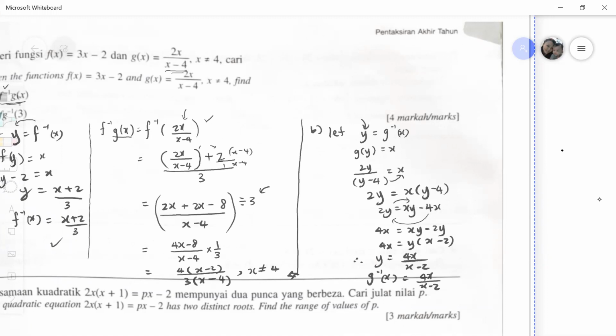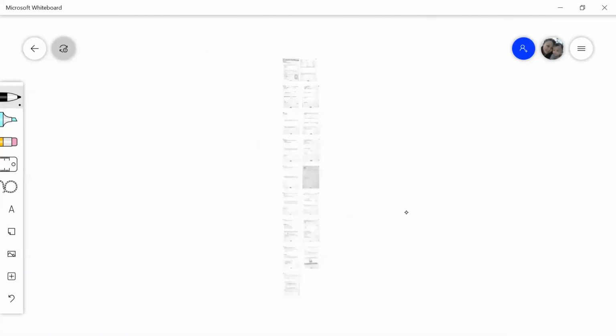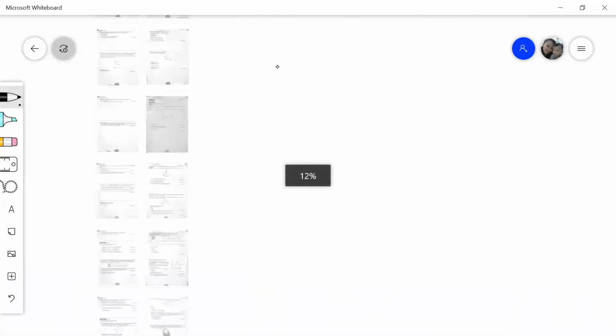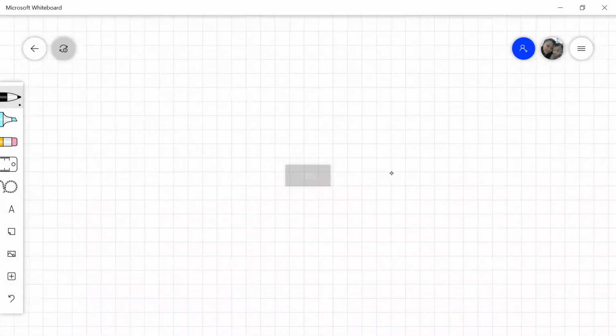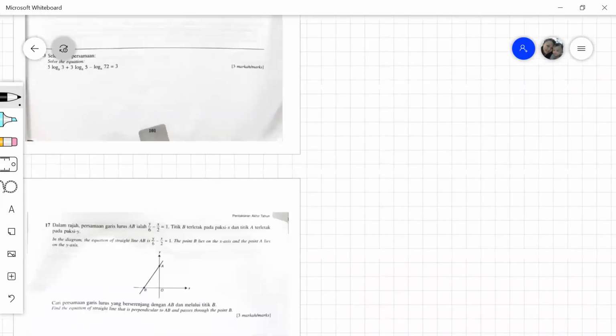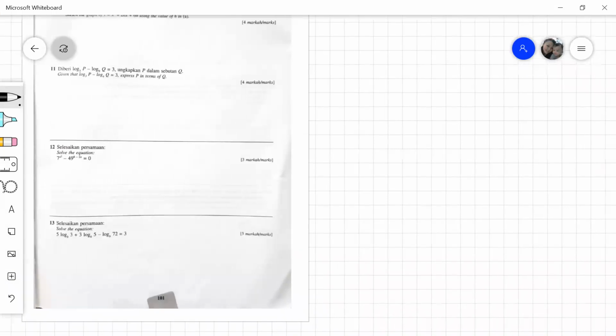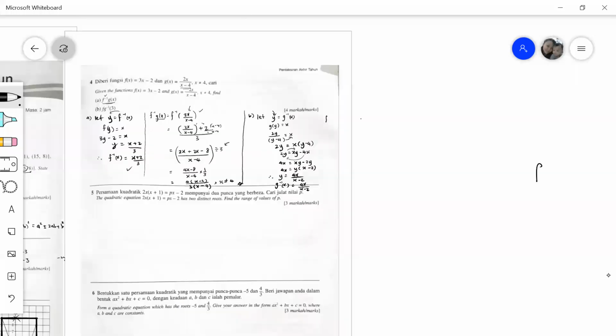Okay. Wait a second. Too big cannot, too small also cannot.